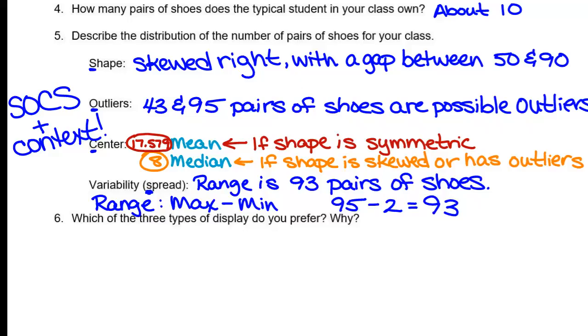The shape of our data was not symmetric, so we would go with the median on ours.